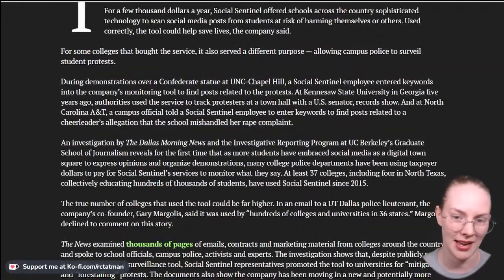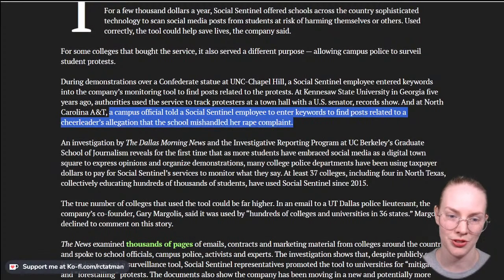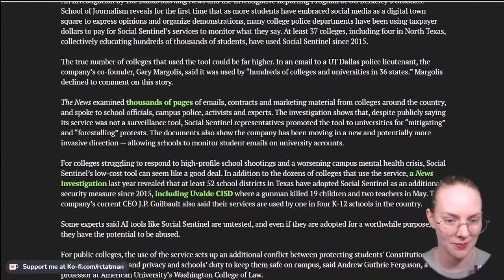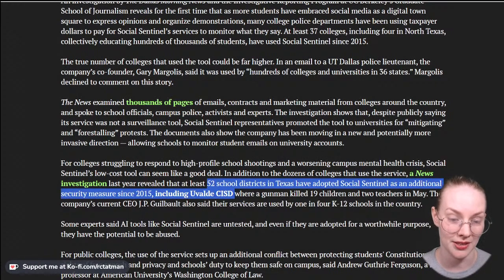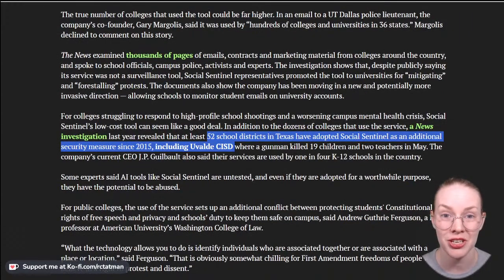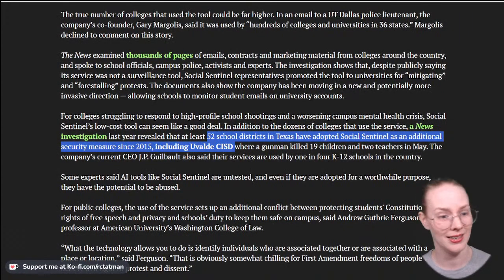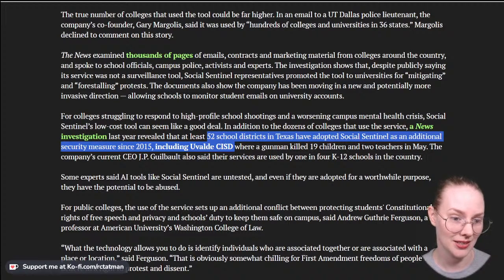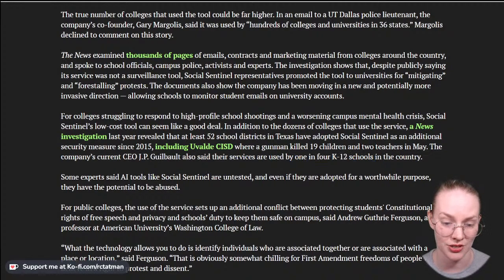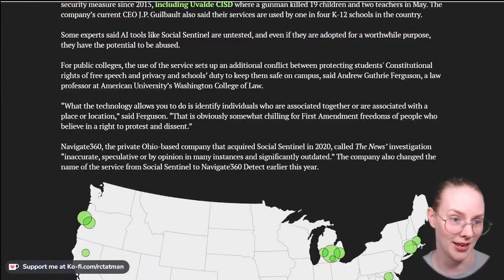Oh, this is a great one. At North Carolina A&T, a campus official told a Social Sentinel employee to enter keywords to find posts related to a cheerleader's allegation that the school mishandled her rape case. Anyway, huge issue, right? And also, it was being used at the school district where a gunman killed a bunch of children and did nothing to prevent it, right? The current CEO says their services are used by 1 in 4 K through 12 schools in the country. These are children.